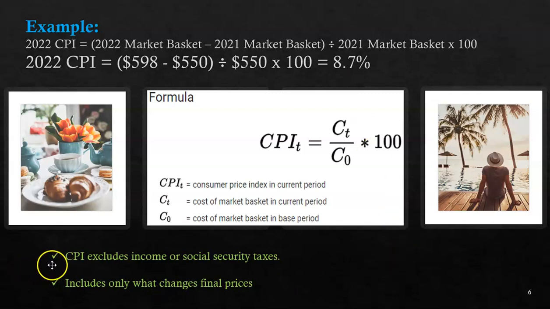Now the CPI excludes income or social security taxes or anything that does not change the final goods or services. When you learn what something is, you should also learn what it is not. So it includes what changes final prices only for the household sector. So the CPI is highly attached to the consumption expenditure, not necessarily every other one. For instance, we have the PPI, the Producer Price Index. That is in the outlines in the other reading materials that you have. But the really big one is the CPI. That's the one that impacts us more directly, and the PPI a little bit indirectly.